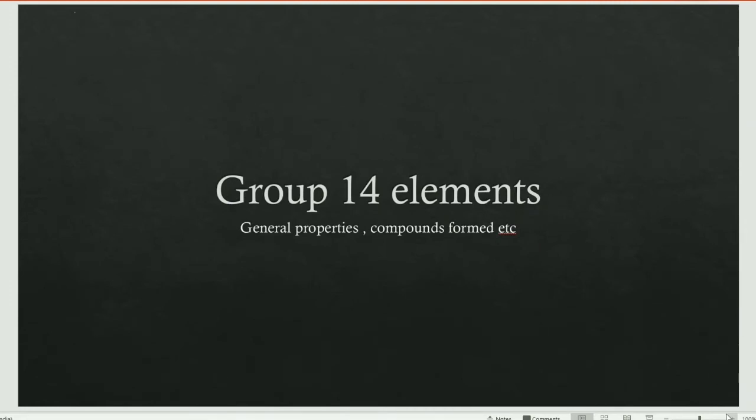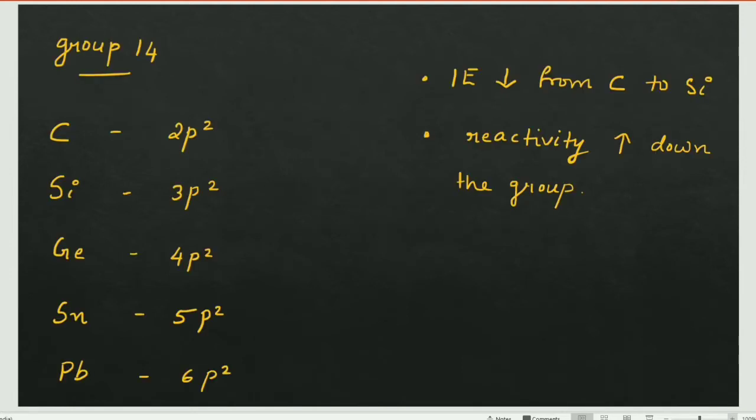We discussed group 13 elements. Now we will move on to group 14 elements. So group 14 elements are carbon, silicon, germanium, tin and lead. And the outer electronic configuration is 2p2 for carbon, 3p2 for silicon, 4p2 for germanium, 5p2 for tin and 6p2 for lead. So the last electron will enter the p shell. So these are p block elements.